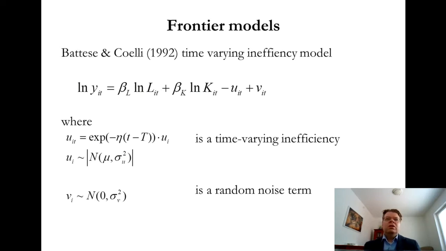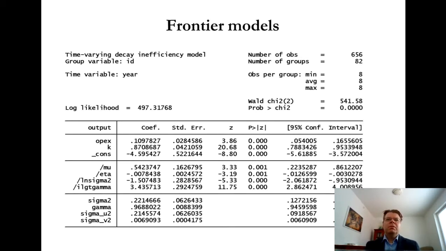So notice that these frontier models typically need some very specific distributional assumptions. In these models, the noise term v is assumed to be normally distributed. And in this specific model, the u_i term has a so-called truncated normal distribution. We will come back to these truncated distributions in the next theme when we talk about limited dependent variables. But to pave the way towards limited dependent variable models, I'll just illustrate this Battese-Coelli model estimation in Stata.